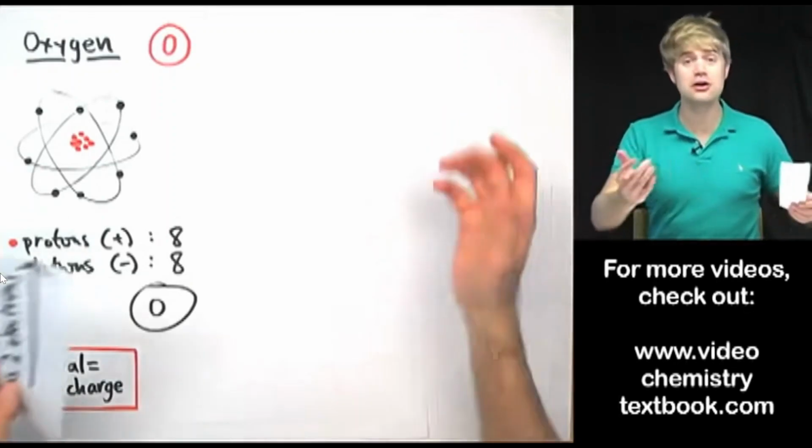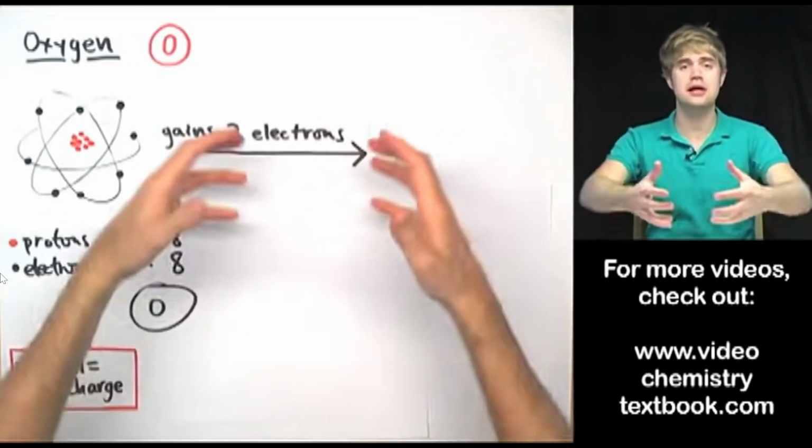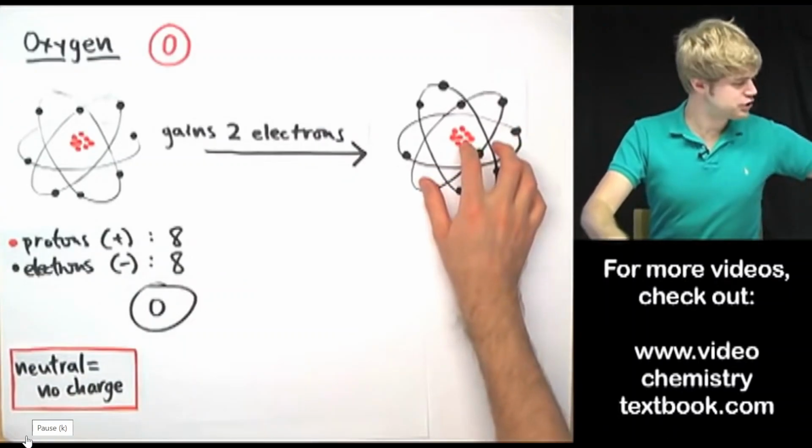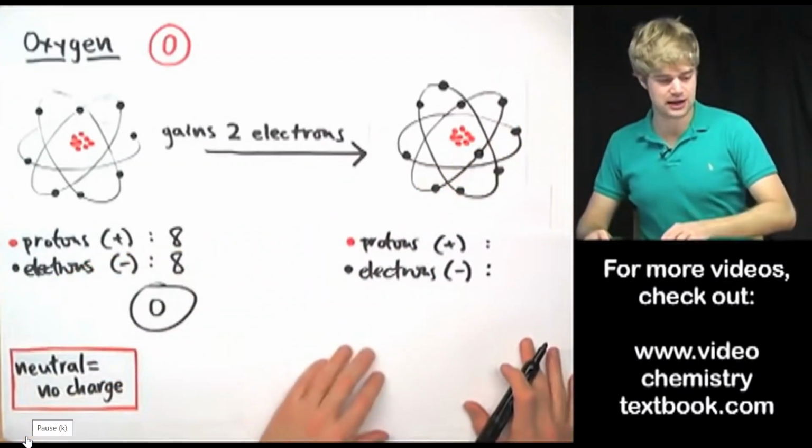But oxygen can gain or lose electrons, and actually it really likes to gain 2 electrons. How many electrons does oxygen like to gain? 2. And later on in this unit, we'll discover why. For now, just believe me. It likes to gain 2 electrons, and you can see there's 2 extra electrons on our atom there. So now instead of having 8 electrons, how many will it have? 10. And here's a picture of the oxygen atom after it's gained 2 electrons.